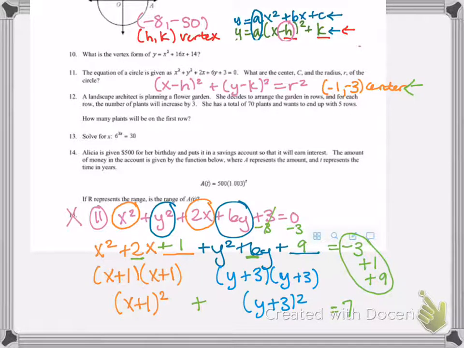But I also need to find the radius. Remember, over here we have r². So this number down here, the 7, is not r, it's r². So if I want to find out what r is, I have to take the square root of this. So my r value is going to be the square root of 7, which I can write as a decimal or just leave it like this because that would be simplest radical form.